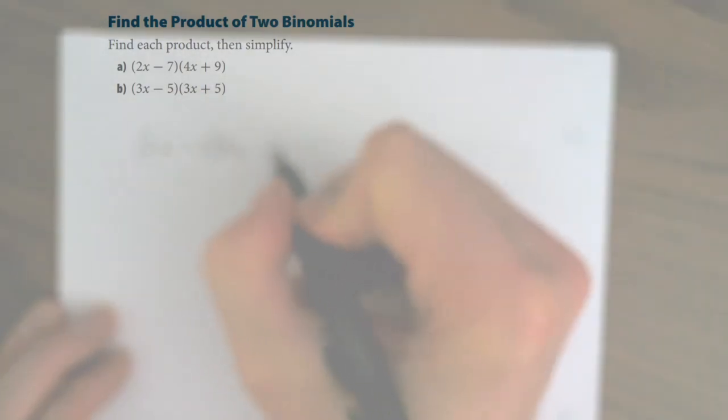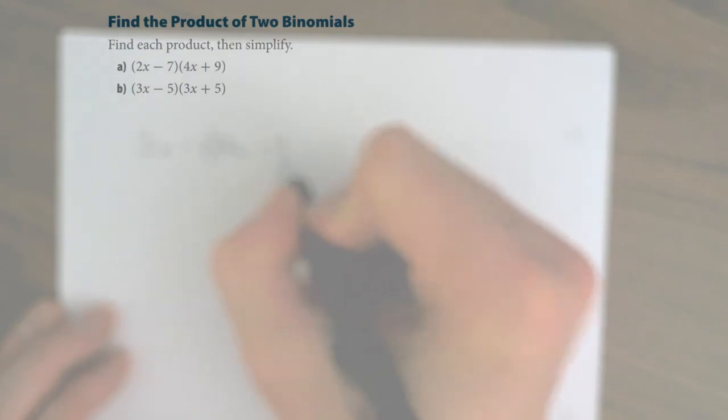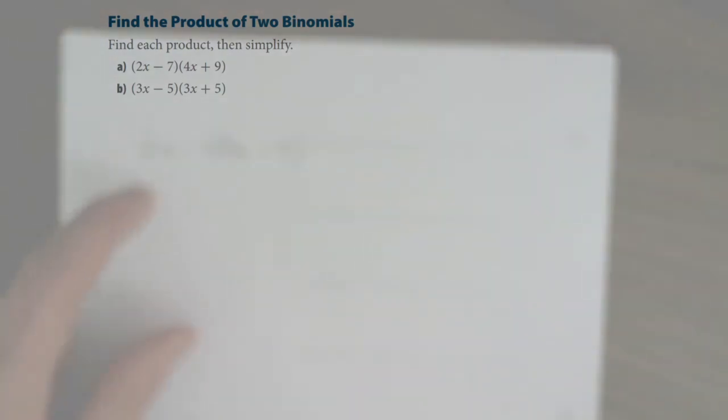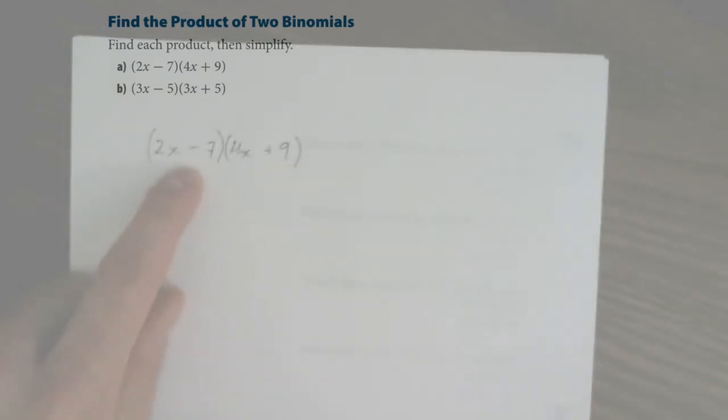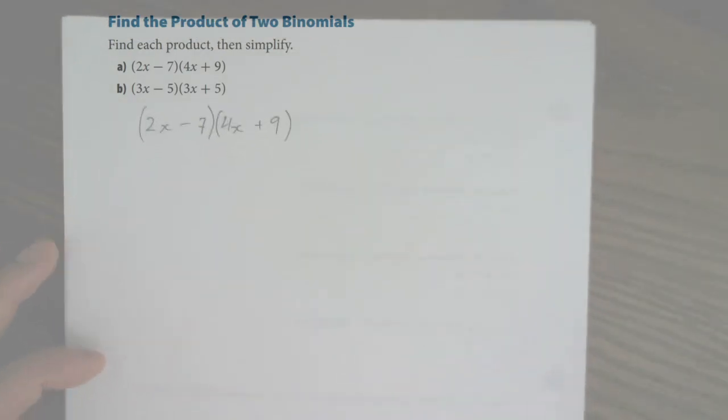So when we are multiplying these expressions, which we call binomials, we call them binomials because there are two terms, we are expanding them, or finding the product of them. So we're going to skip the diagram and basically do what the diagram did, but without drawing it out.